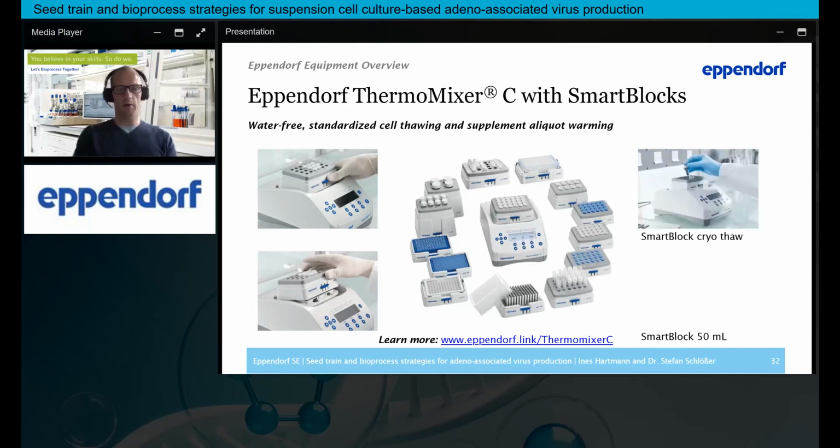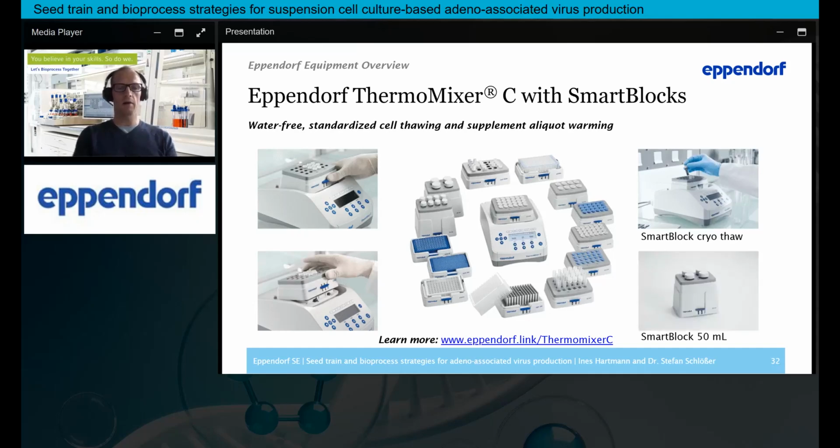What might be most important for you here is that we also have a smart block called CryoThaw. This is for water-free and, maybe more importantly, standardized cell thawing that you can do with your cryo vials. So no hand warming or water bath warming. If you already have a machine, that might be especially interesting, because you just need to buy the CryoThaw block and attach it to your Thermomixer.